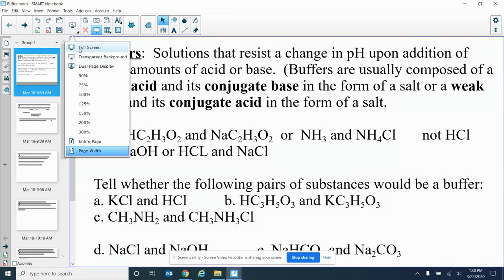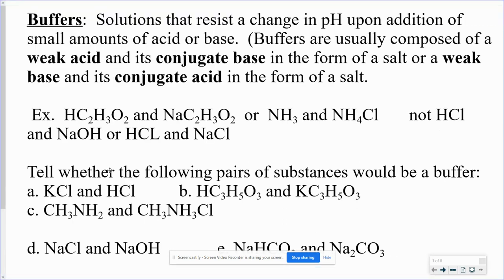So here, buffers are solutions that resist a change in pH upon addition of small amounts of acid or base. Buffers are usually composed of a weak acid and its conjugate base in the form of a salt, or a weak base and its conjugate acid in the form of a salt. Buffers are extremely important to us as living creatures. We have buffers in our blood, for instance, that otherwise we couldn't maintain a constant pH with our blood, and we could actually die without that if the pH of your blood changes too much.